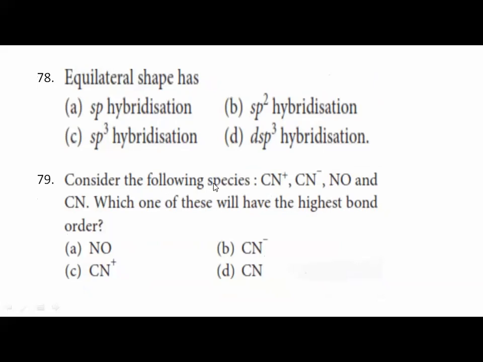Consider the following species: CN+, CN-, NO and CN. Which of these will have the highest bond order? See, we have seen homonuclear ones; this question is based on molecular orbital theory. To write the molecular configuration of the molecule, calculate the total number of electrons. Nitrogen has 7 electrons, oxygen has 8. So the total becomes 15.